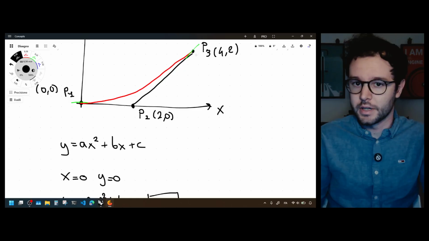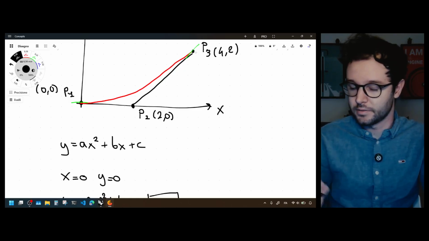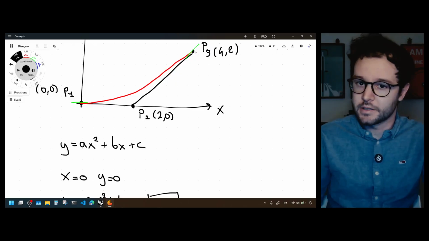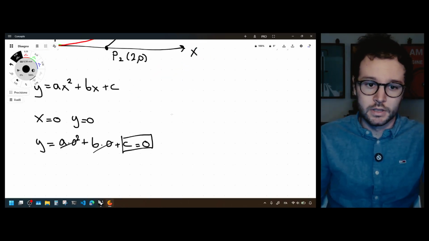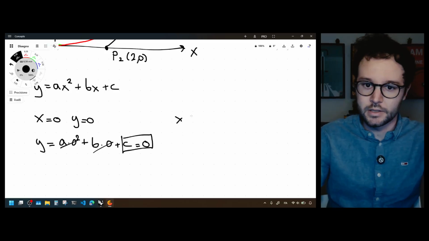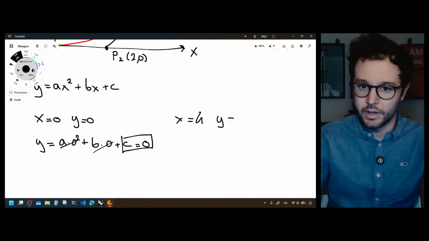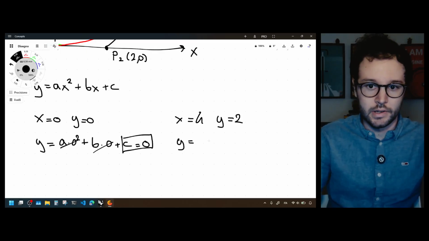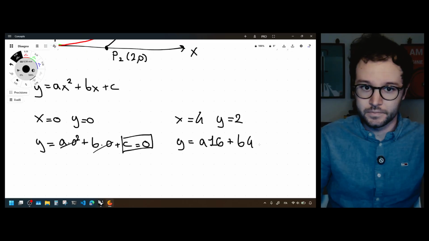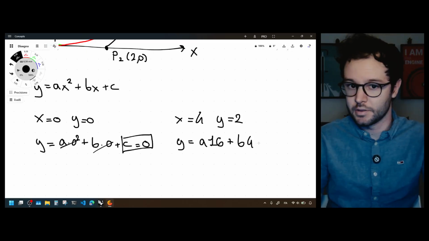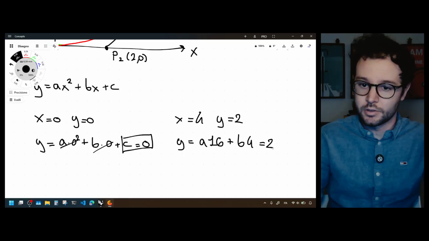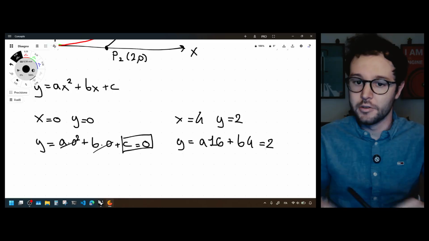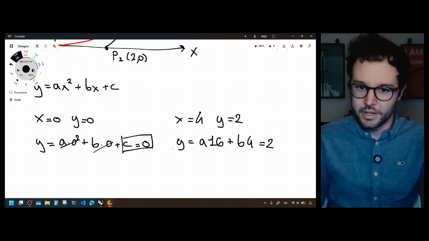So of course we know that the curve passes through P3. So it means that when x is 4, then y is 2. So y equals 2 when x is 4, so a times 16 plus b times 4 plus c. Well, c is 0, so let's not put it in. This equals 2, and now we have a and b as unknowns, so we need a third equation.